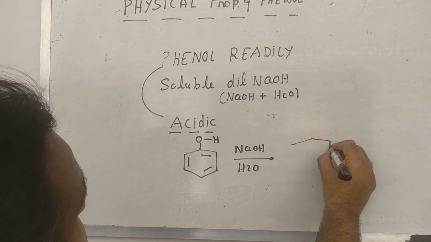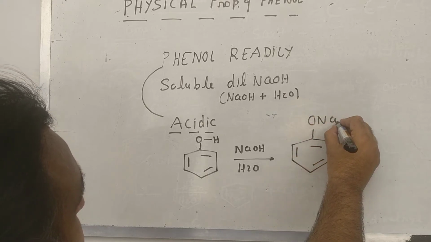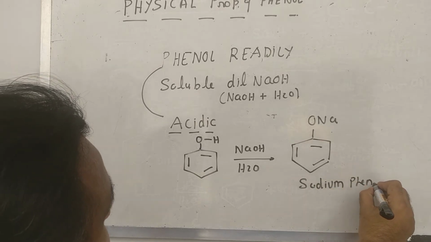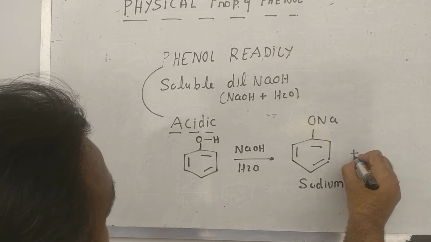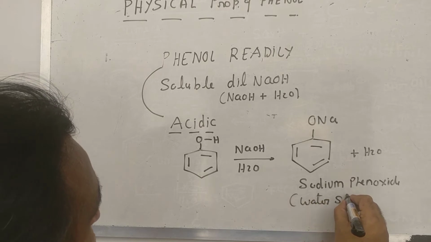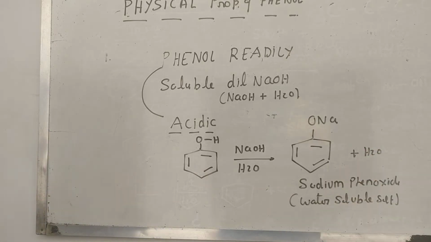It forms a salt called sodium phenoxide plus water. And sodium phenoxide is a water soluble salt. This salt is going to dissolve in water. You know what is the condition for the salt to dissolve in water? You've done it in 11th class. The hydration energy should be more than the lattice energy. So its hydration energy is more than lattice energy. It dissolves in water. So phenol dissolves readily in dilute NaOH because of its acidic nature.